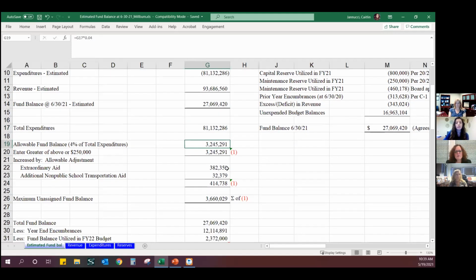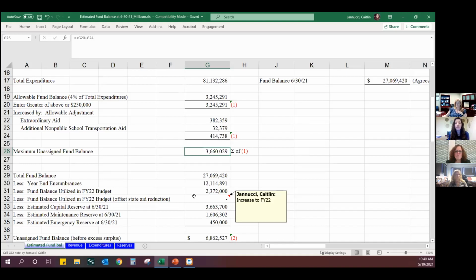And then from that number, we're also allowed to do some other adjustments to it for extraordinary aid and non-public, which would be the excess amount over what was budgeted for those grant awards. So again, we're using the fiscal year 20 grant award, which was the $882,000. Milburn had budgeted $500,000 for extraordinary aid. So the difference of $382,000 is an allowable adjustment. And then similarly with non-public transportation aid, Milburn did not budget anything. So the full fiscal year 20 grant award, because we're using that as an estimate, gets to be the allowable adjustment here. So the 3.2 plus these 2 adjustments brings us to a maximum unassigned fund balance of 3.6. So this is kind of like bucket A that I like to think of. This is my maximum amount that I can have in unassigned.